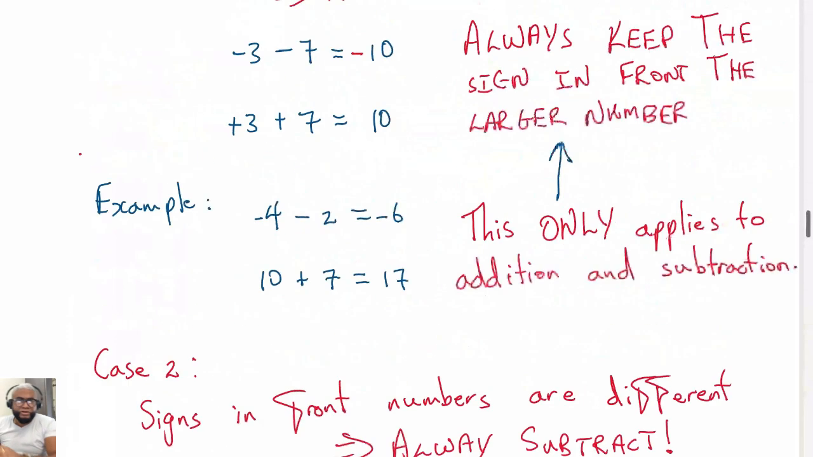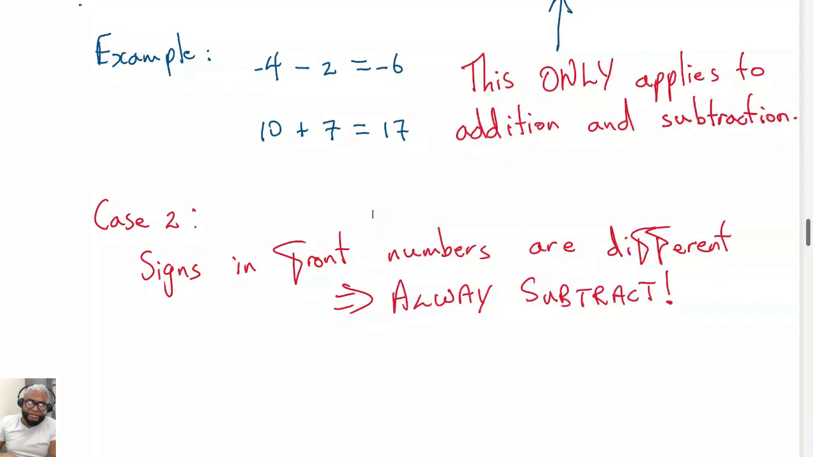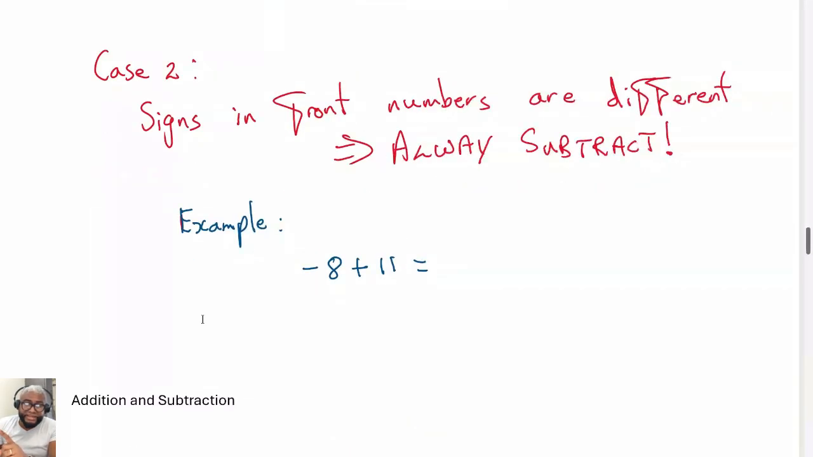So we're going to flow into an example, right? Look at this example here. Example. If I have negative 8 plus 11, right? Look at the order. This is directed numbers, eh? It's not the same like what you were doing in primary school, right? Negative 8 plus 11. The two signs are different.